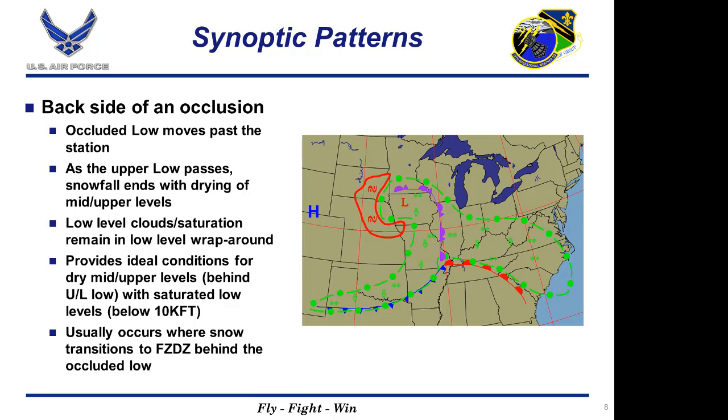The second type we will discuss is the backside of an occlusion, or the extreme back edge of the deformation zone snow. As the mid and upper levels begin to dry out with the passage of the upper level low, clouds remain wrapped around the occluded low. This can provide conditions necessary for freezing drizzle.